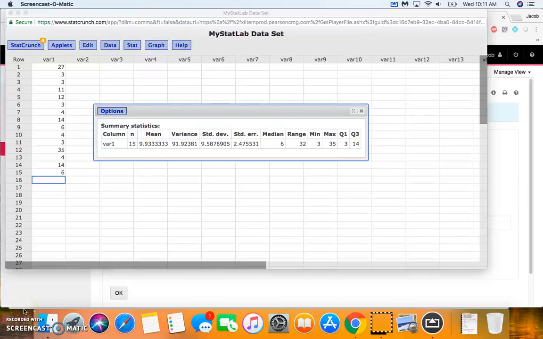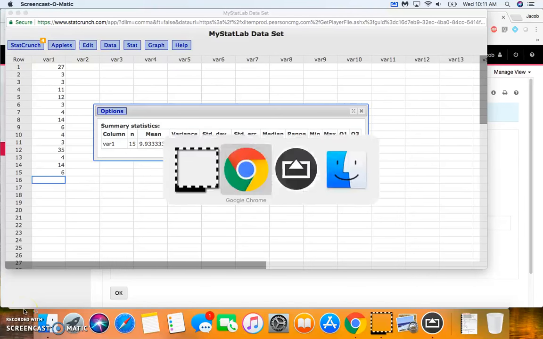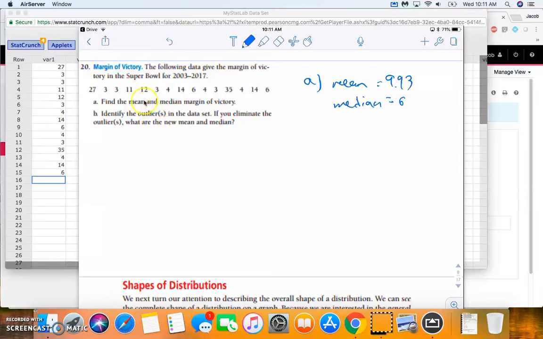Yeah, this is part 2 of Unit 6A. We are looking at this problem right here, the margin of victory in Super Bowls from 2003 to 2017. Here's all of our data set. In the last video, we found the mean and the median margin of victory. So the mean was 9.93, the median was 6.